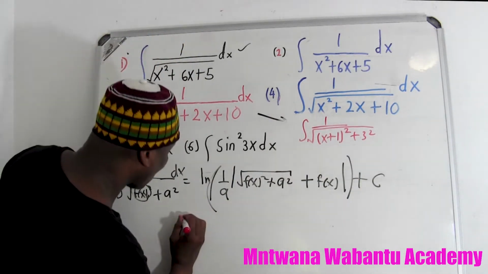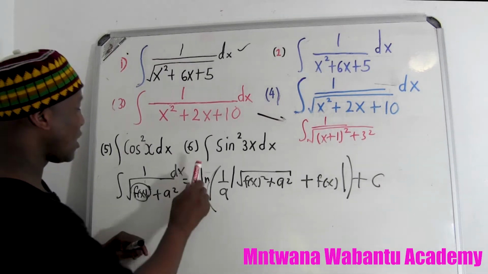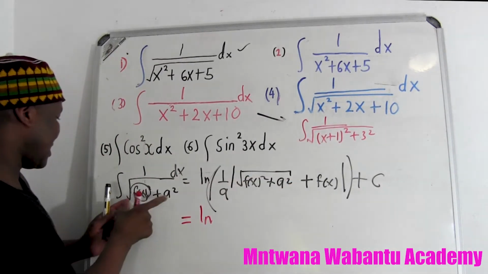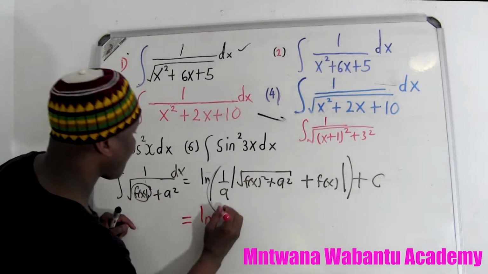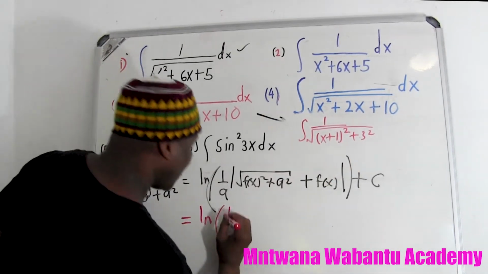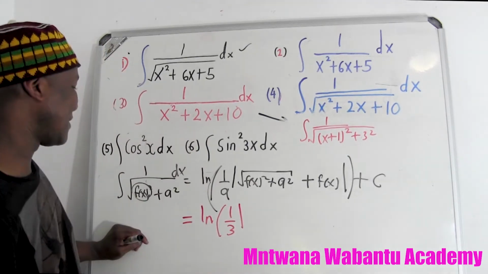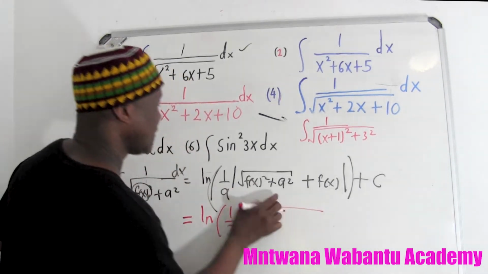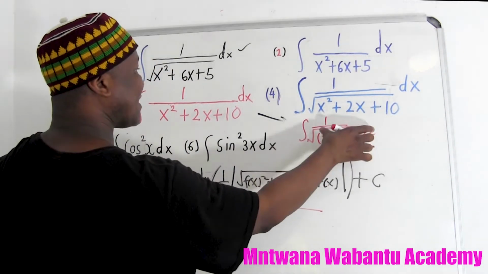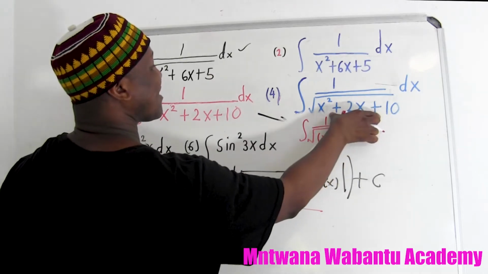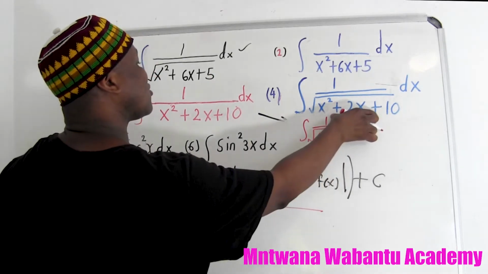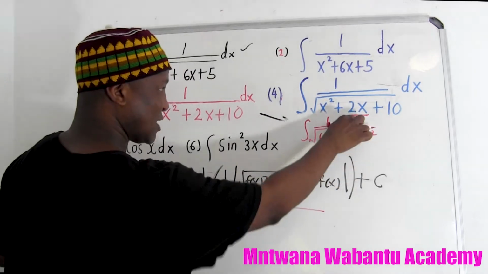So that one is going to become ln, because you can see it is in this format. ln 1 over a. What is a? a equals 3. Then the absolute value of this. Remember, we just completed the square, so I can write either of the two, but I write this one.